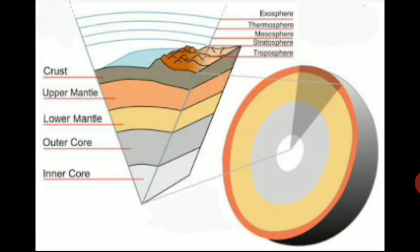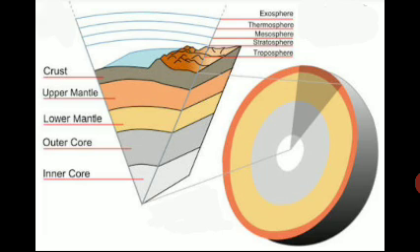Above the surface there are layers. The first layer is exosphere, second is thermosphere, third one is mesosphere, fourth is stratosphere, and the troposphere. Troposphere is the first layer just above the surface, and below the surface you can see on the screen, left side.